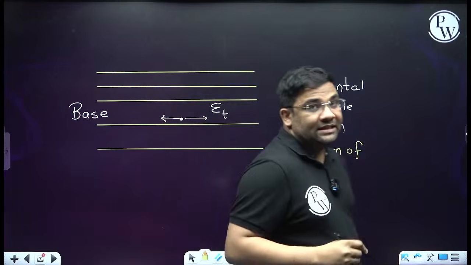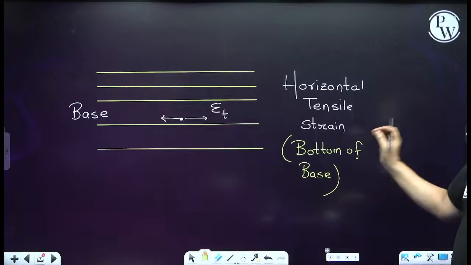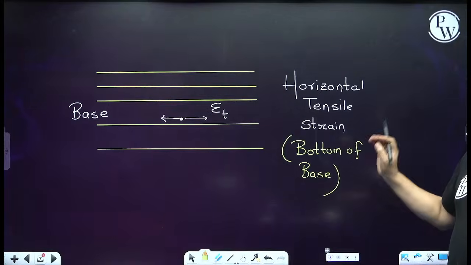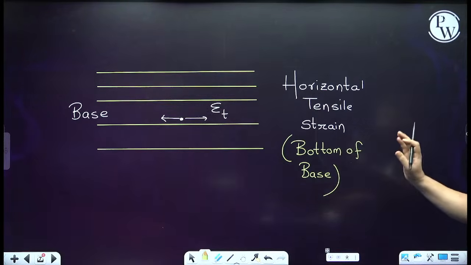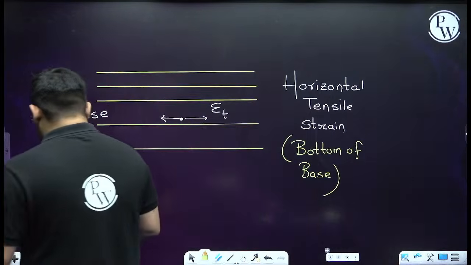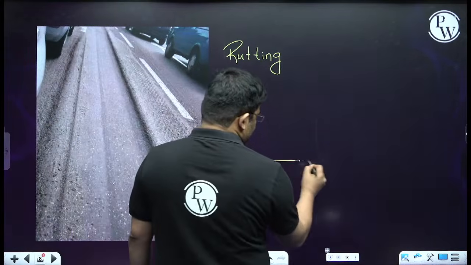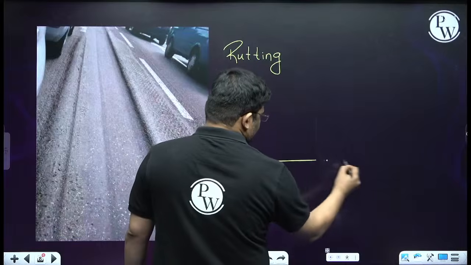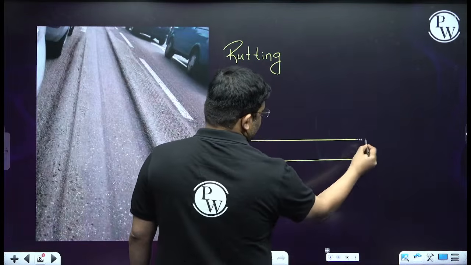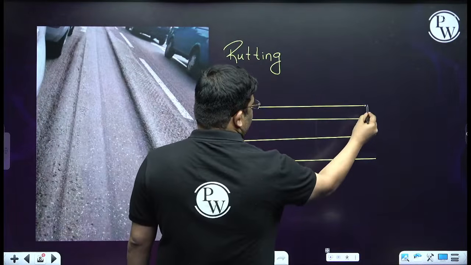So, they have asked this theoretical question, which strain? This is the horizontal tensile strain at the bottom of the base layer, and this is responsible for your fatigue cracking. Now coming to rutting, which strain is responsible? Let us see that. First of all, this is the subgrade, then we have the sub-base, then the base, and then your binder, and then surface.